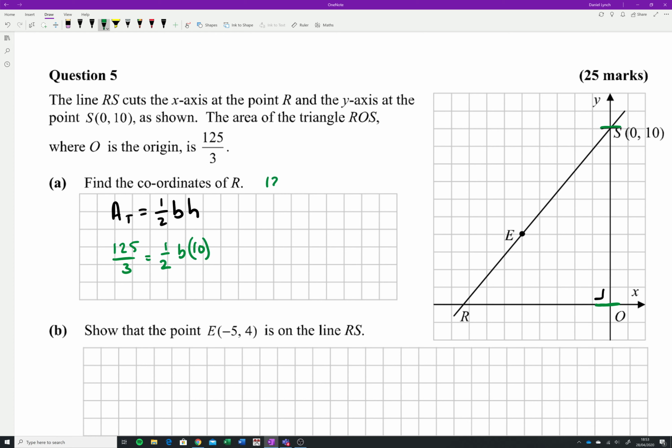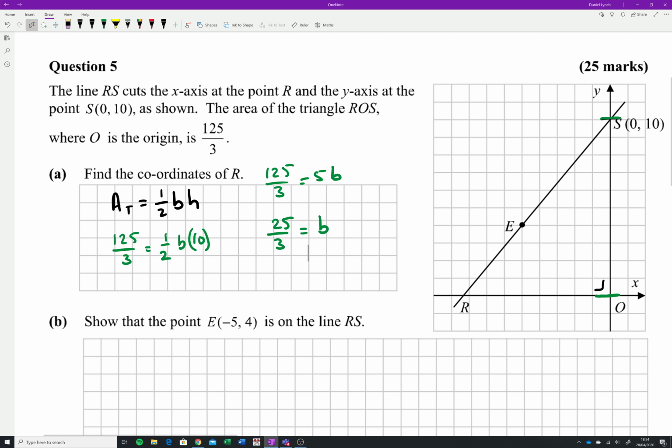So we have 125 over 3 is equal to 5b, and you can divide both sides by 5 without a worry. So we just get 25 over 3 is equal to b. Just going to double check that I haven't done anything stupid, just so I don't ruin a video. Yeah, that's perfectly fine. So that's what b is, but that's not what the question is. What I've just found is the length there, so that will now allow us to figure out what OR is.